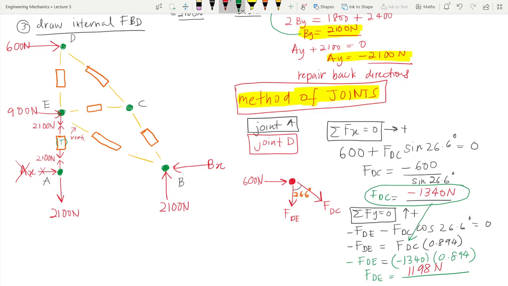So now what you do, you have to do the correct version. This is the assumption version. You assume some directions of FDE and FDC. Now you do the correct one.